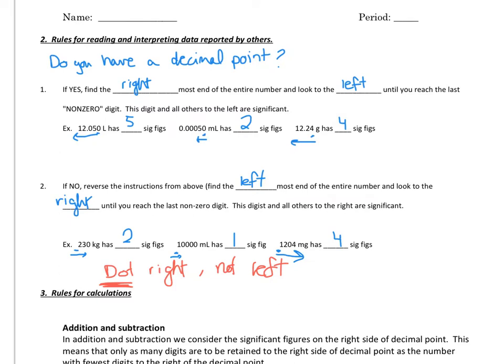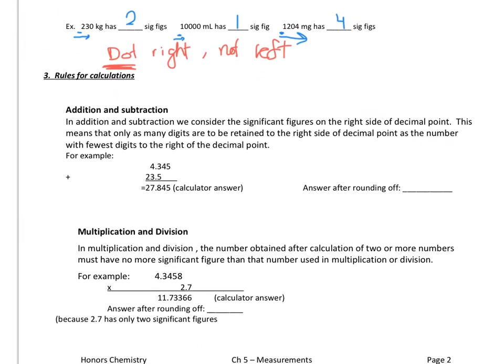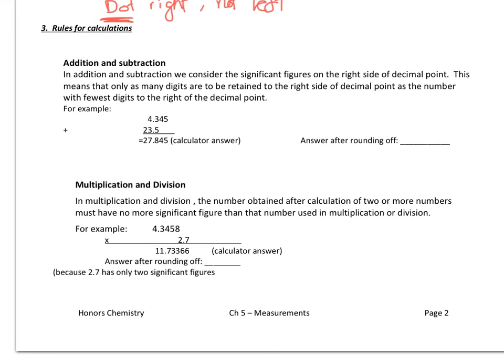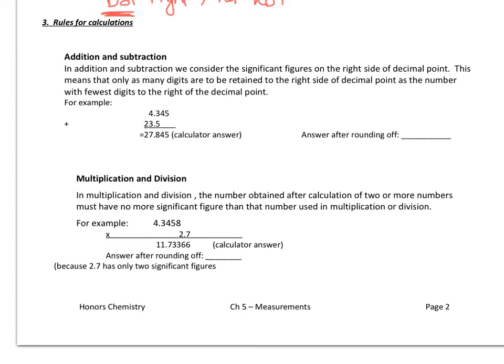Okay, so now we know how to record our measurements with correct sig figs. We also know how to read numbers and tell how many sig figs they have. Next is rules for calculations. There are 2 separate rules: a rule for addition and subtraction, and a rule for multiplication and division. So we'll start with addition and subtraction.